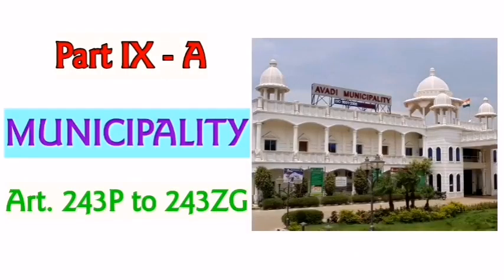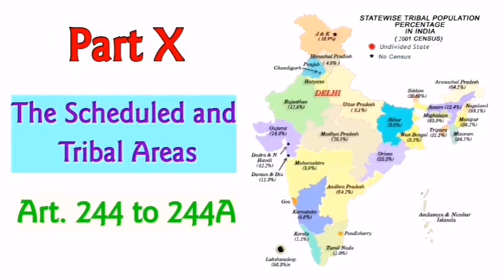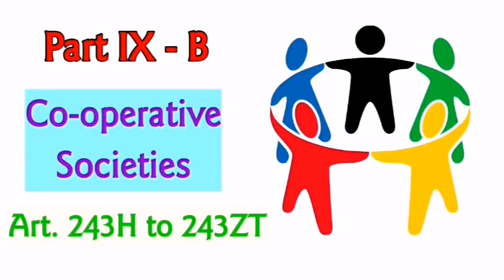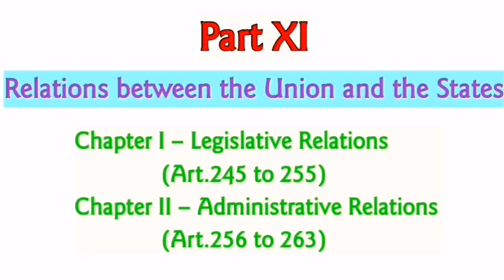Part 9A of the Constitution is about the municipalities, and Articles 243P to 243ZG come under Part 9A. Part 10 of the Constitution deals with the scheduled and tribal areas, and Articles 244 and 244A come under Part 10. Part 9B is about the cooperative societies, and Articles 243H to 243ZT come under Part 9B. Part 11 of the Constitution is about the relations between the Union and the states.